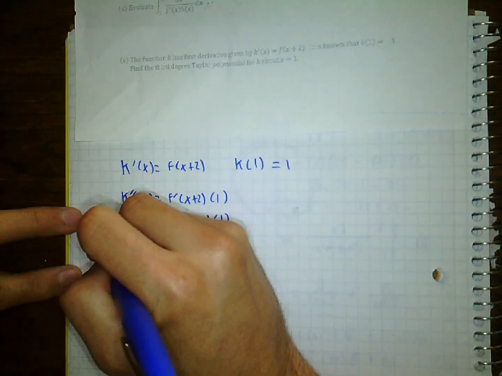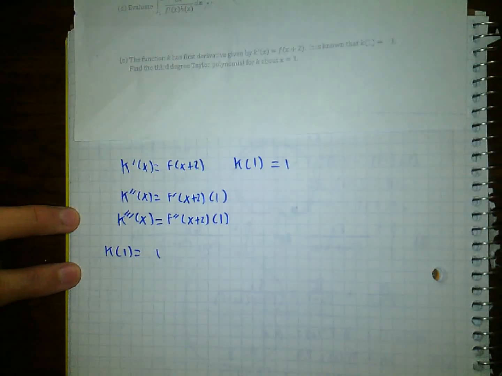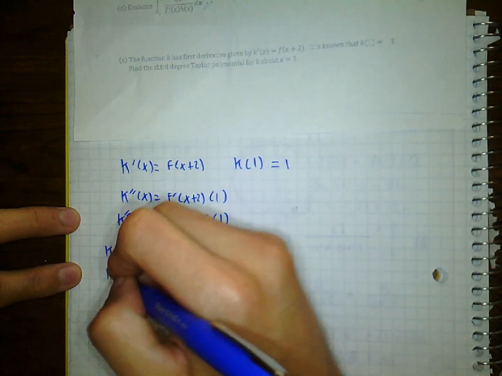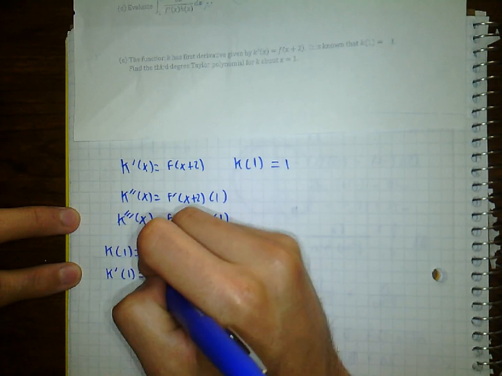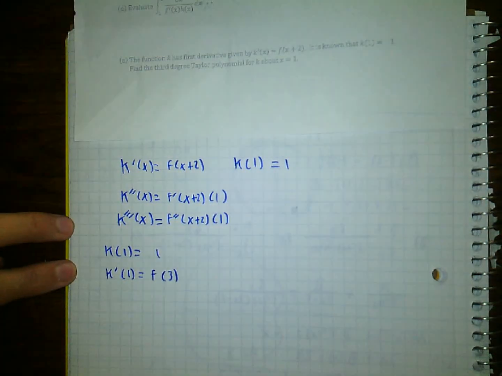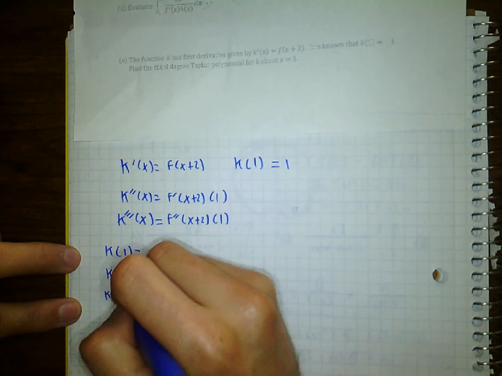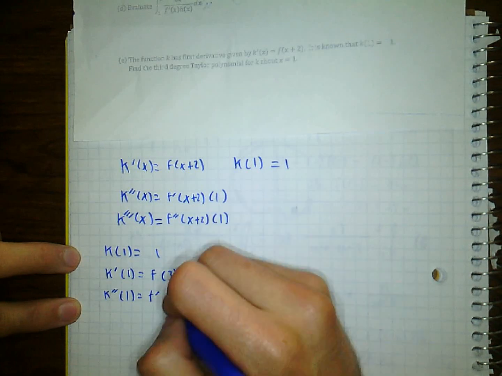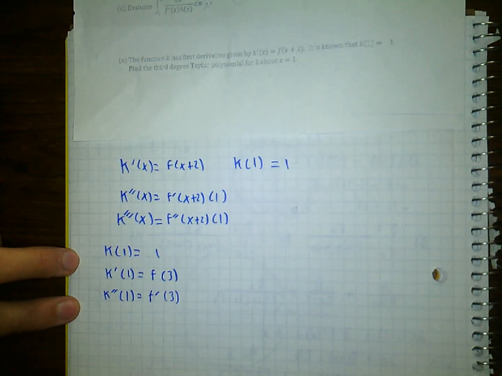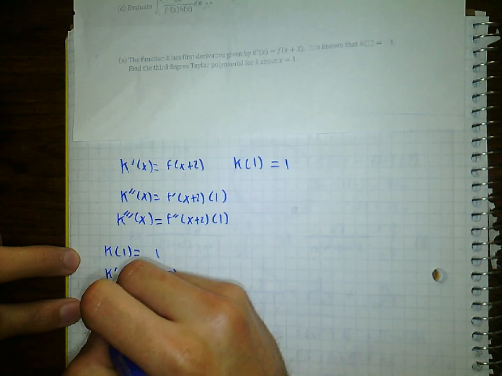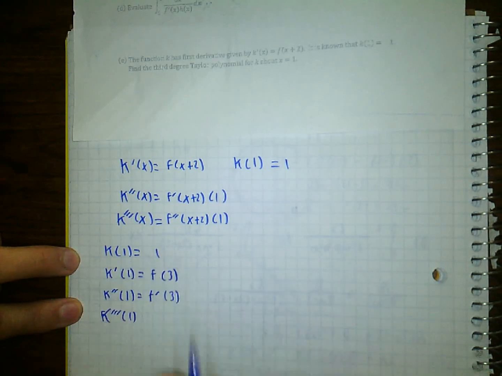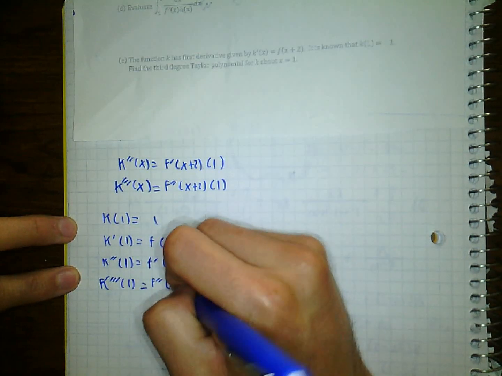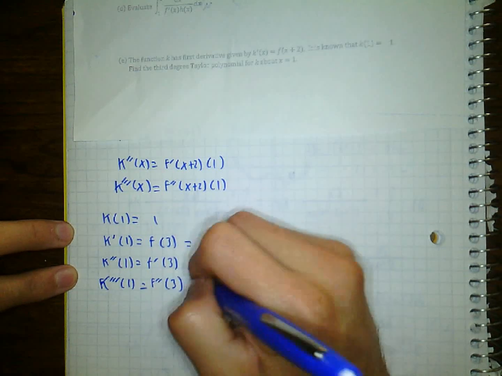So here's what it looks like. I need to know what k of 1 is. So k of 1 is just 1. And then I need to know what k prime of 1 is, which in this case would be f of 3. And then I need to know what k double prime of 1 is, which in this case would be f prime of 3 as well. And then I need to know what k triple prime of 1 is, which in this case is going to be f double prime of 3.